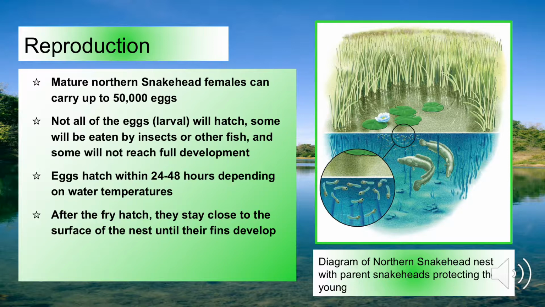After the fry hatch, they stay close to the surface of the nest until their fins develop. If you look to your right in the small circle of the picture frame, you will see small northern snakeheads swimming around in circles. This is what they do in the nest. In the larger picture, you see the two adult snakeheads guarding the nest from natural predators. They build their nests in secluded areas so that predators find them harder to see, and also so humans will not kill them. The diagram of a northern snakehead nest, with the parent snakeheads protecting it, is very uncommon within this species.